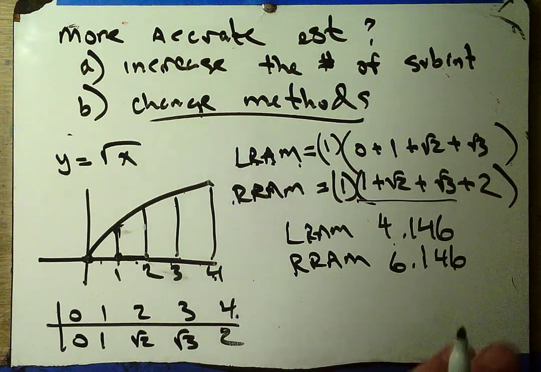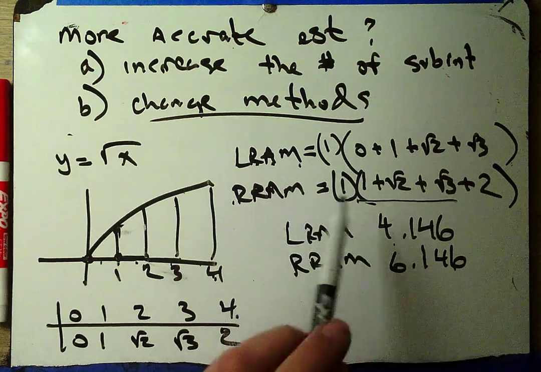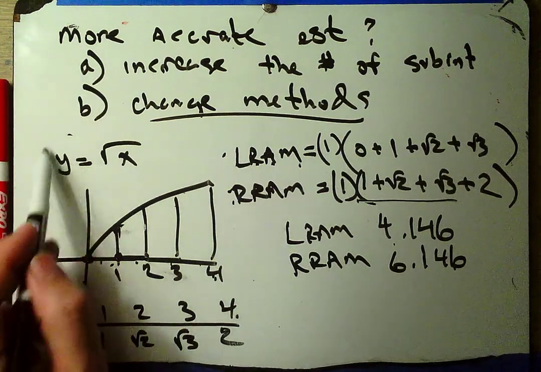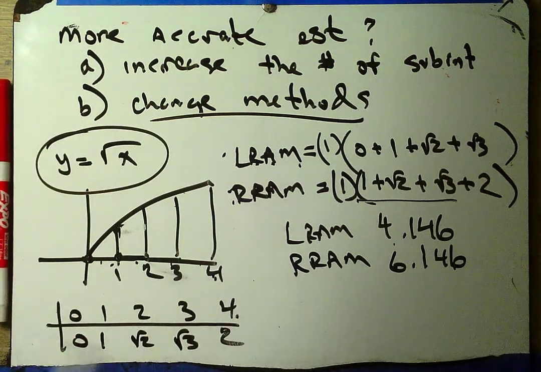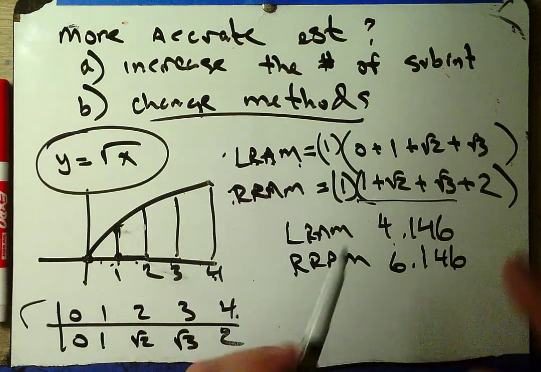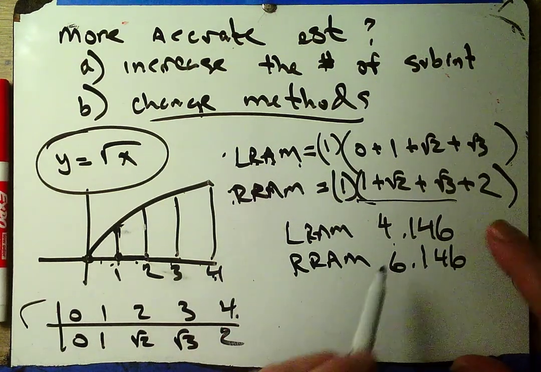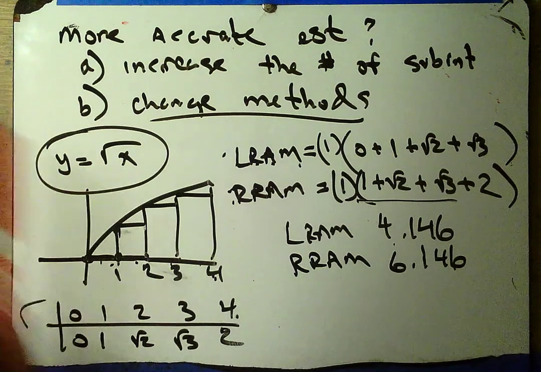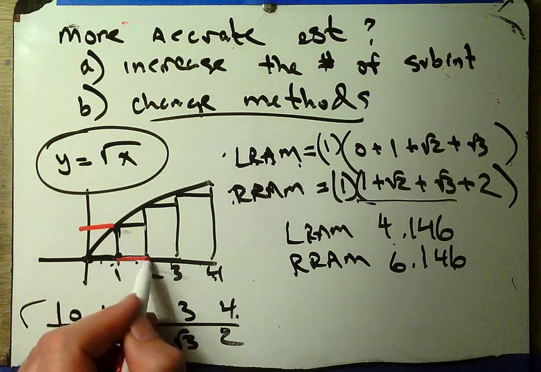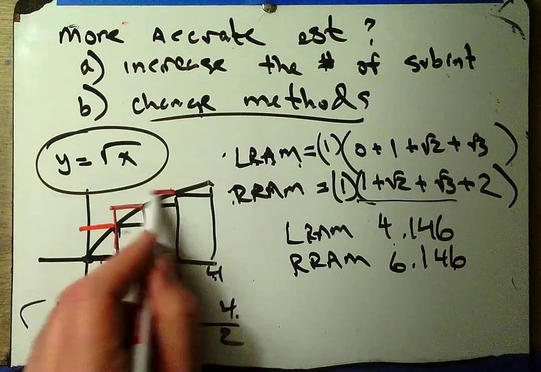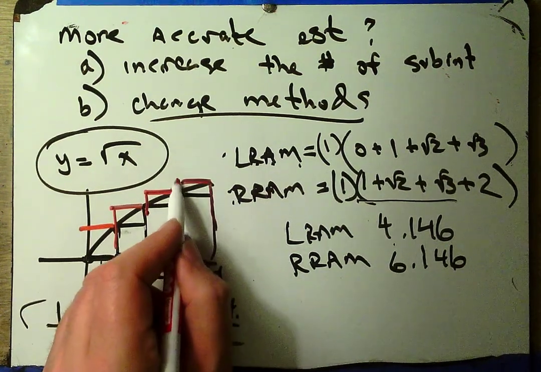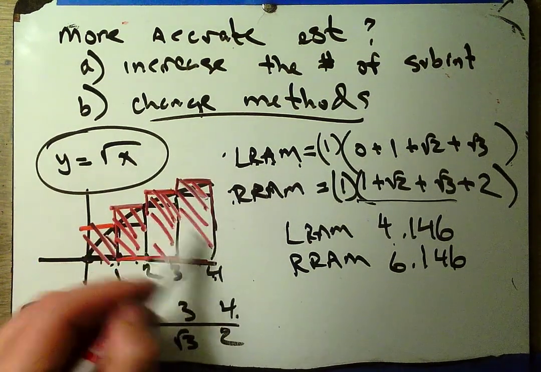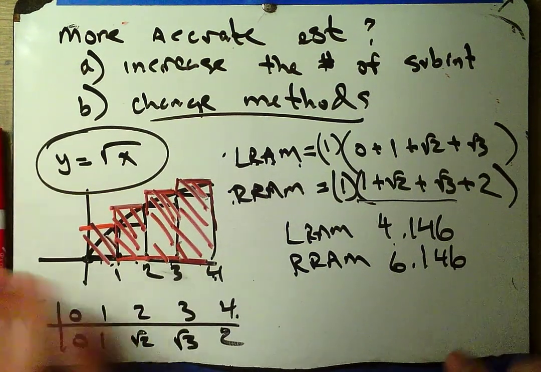Okay? So I think you should be comfortable determining LRAM and RRAM from a graph, given a function. We have to be given a function, from a graph or from a table. Okay? I know the actual area under this curve lies somewhere in between. Here's my LRAM, and here's my RRAM. Go to the right side, go to the right side, go to the right side, go to the right side. Okay? And so I'm going to be finding these areas. And these are clearly overestimates of the actual area. So I know it's somewhere in between.